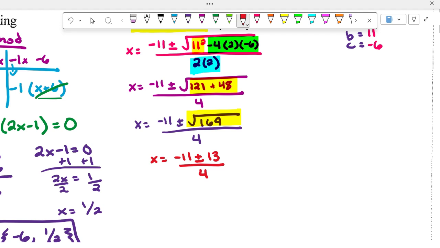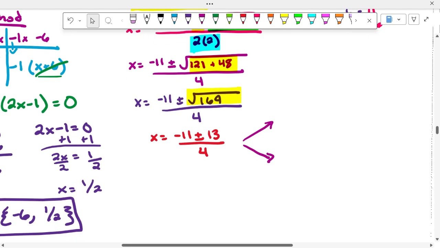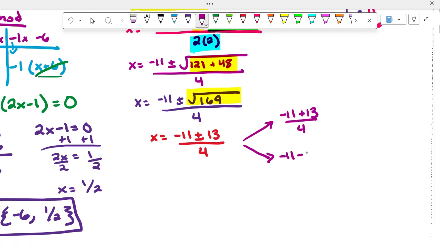What do we contain in that expression? It has a plus minus. So what do you think I'm going to do, since I got rid of all the radicals and everything? Break apart the plus minus. So if I break apart the plus minus, I'm going to have negative 11 plus 13 over 4, and negative 11 minus 13 over 4.